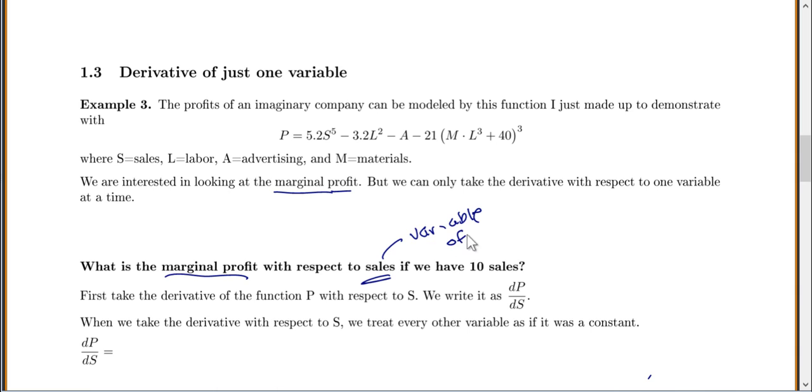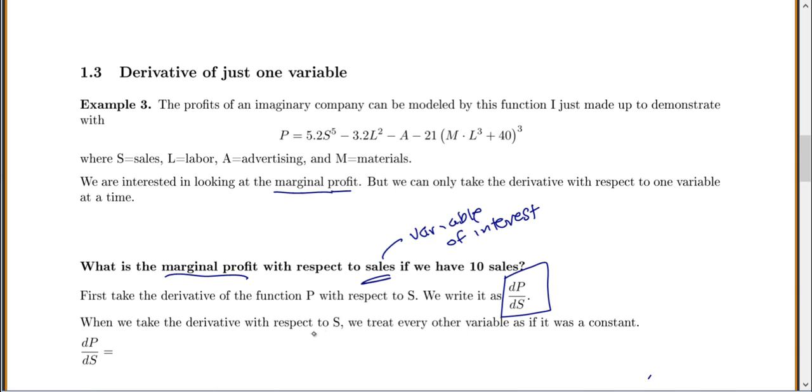So our variable of interest. Not that we don't care about the others, but we can only focus on one at a time. So it's the marginal profit with respect to sales if we have 10 sales. So first we'll have to take the derivative of the function p with respect to s. And we write this as dp over ds. We put the s on the bottom to tell us that we're taking the derivative with respect to s.